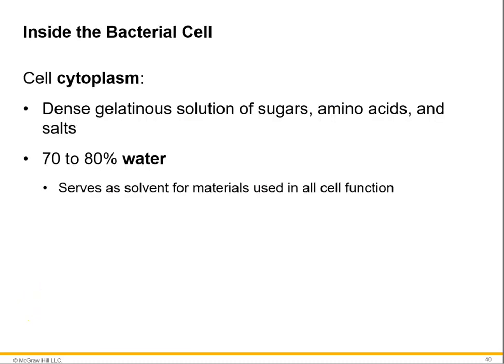Okay, now we're going to move inside the bacterial cell into structures and substances that create the bacterial cell's internal environment. So first we have this cytoplasm. This is going to be that gelatinous solution of sugars, amino acids, and salts that make up the inside substance of the cell. It's 70 to 80% water, okay? And that's going to serve as a solvent for the materials that are used in all of the cell's functions.